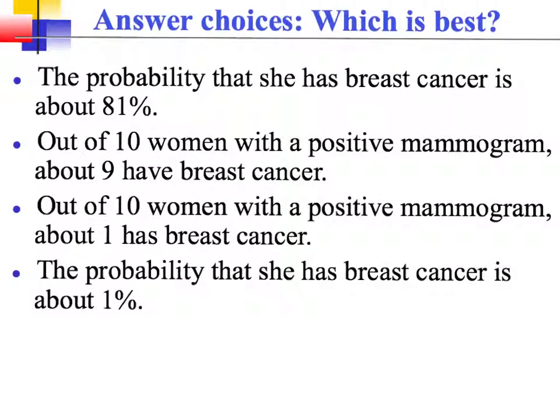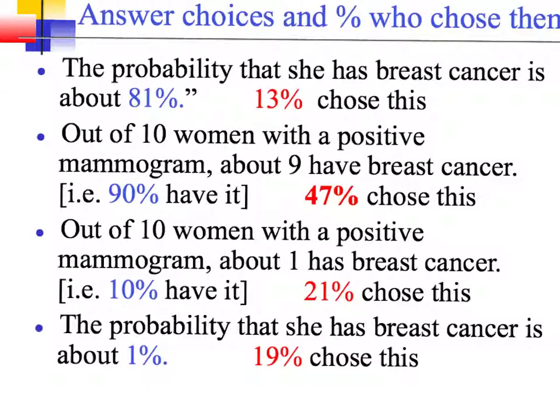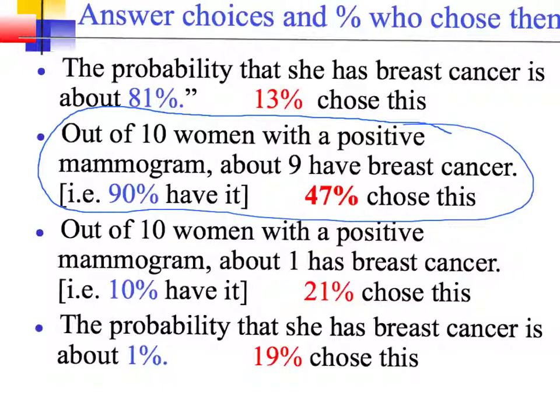The answer choices are, she's got an 81% chance of breast cancer. Out of 10 women with a positive mammogram, 9 have breast cancer. Out of 10 women with a positive mammogram, 1 has breast cancer. The probability she has breast cancer is 1%. And these are the results when the gynecologists answered the question. Most of the gynecologists thought that this was the answer to the question. 47% of them chose that answer.